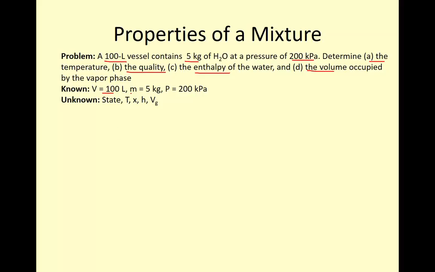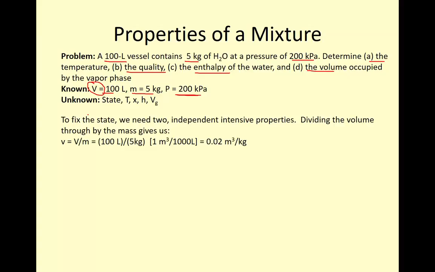So we're given a volume, a mass, and a pressure. We don't have 2 independent properties yet. We have pressure and we have total volume, but we would really like specific volume. So to fix the state, we have to divide the volume by the mass and convert from liters to meters cubed, and we get 0.02 meters cubed per kilogram. So now we know the pressure. Now we know the specific volume.